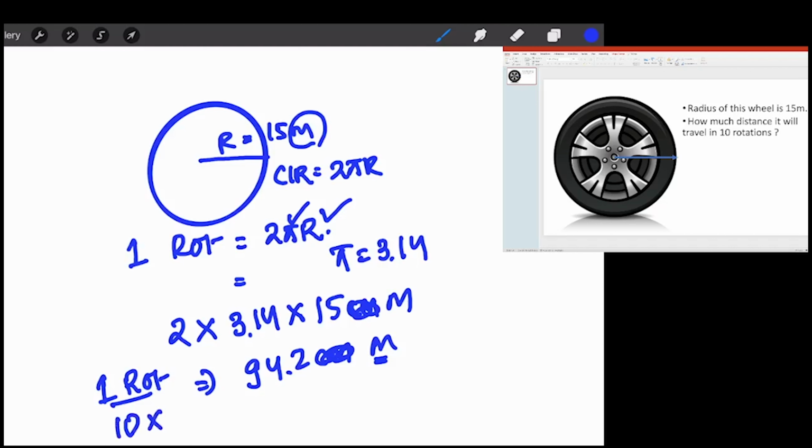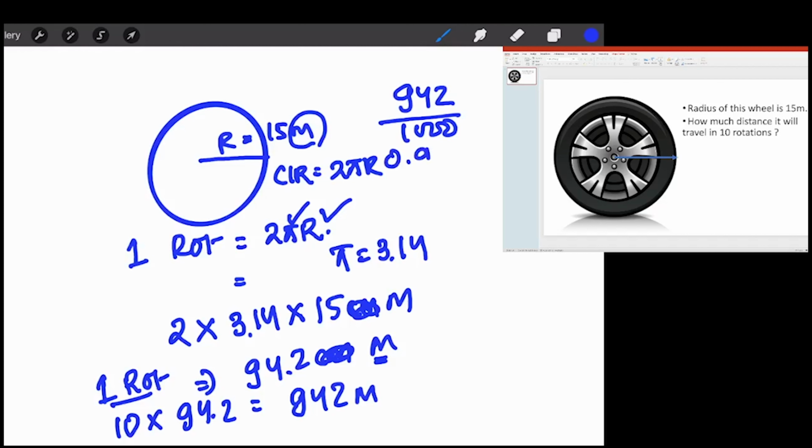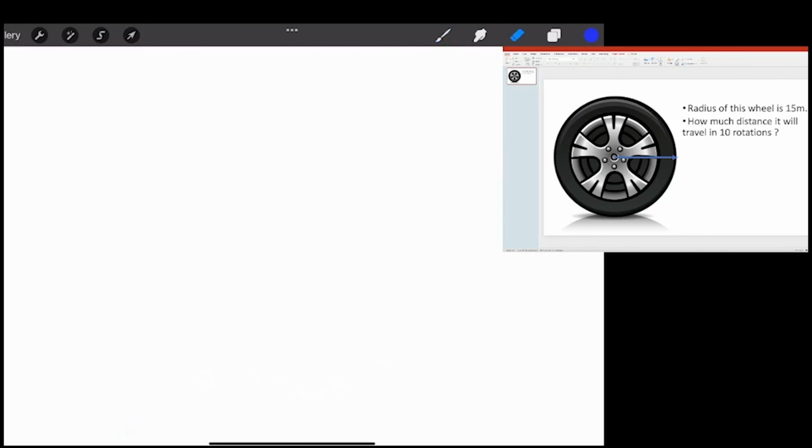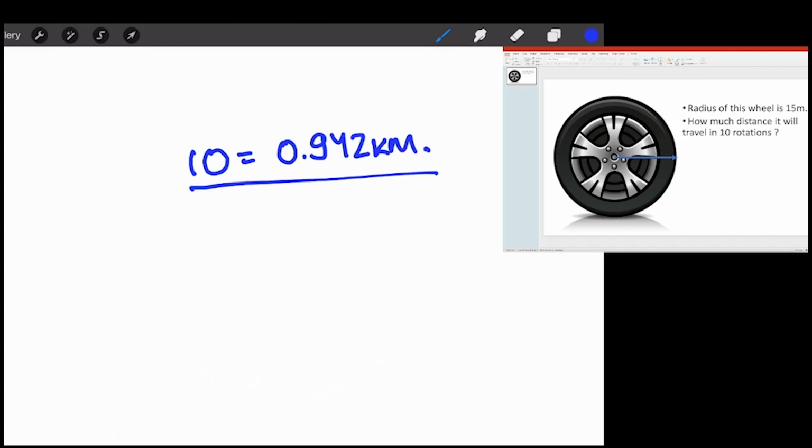So in 10 rotations, I'll simply do 10 into 94.2, which is 942 meters. Now if you want, you can convert it into kilometers also, which is 942 divided by 1000, which is 0.942 kilometers. So now we know that when the wheel goes for 10 rotations, it goes for 0.942 kilometers. Simple.